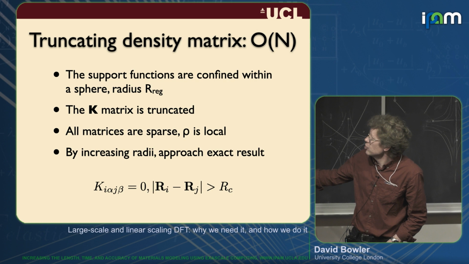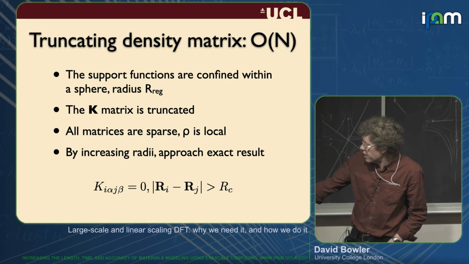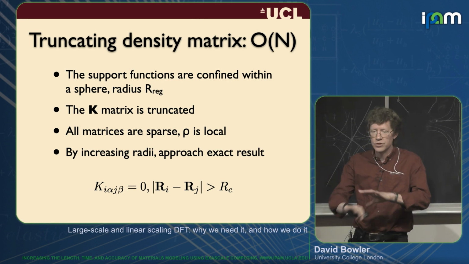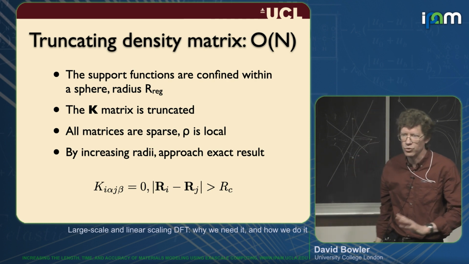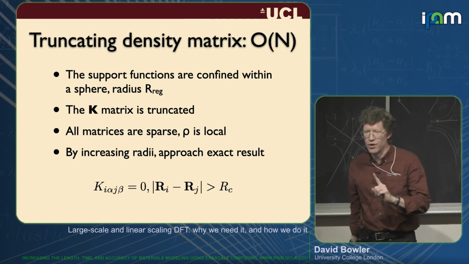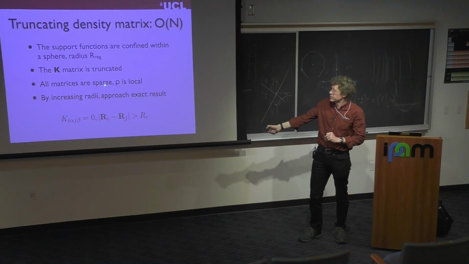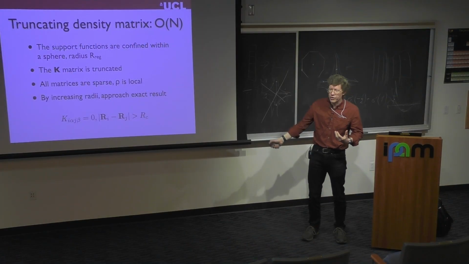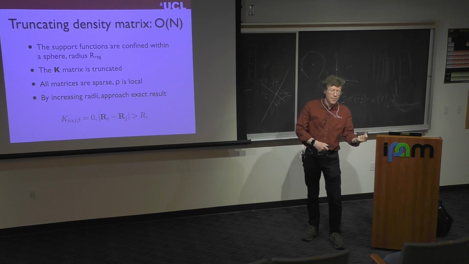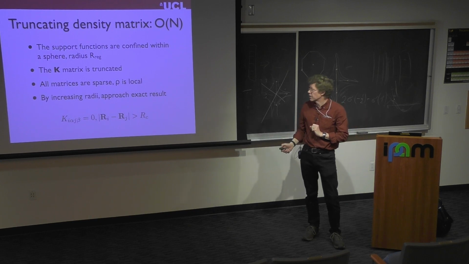And we truncate in 2 ways. First of all, the support functions, which are confined within a sphere. We then truncate the density matrix in this way. So once 2 atoms, I and J, are more than a certain distance apart, we just force it to 0. That's all we do. And I'll mention in a moment that there are other ways of doing truncation. But as a result, all matrices are sparse. All operations are linear scaling, both in terms of time and memory.